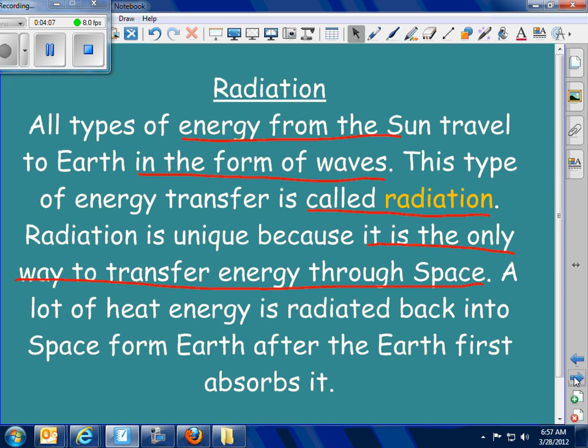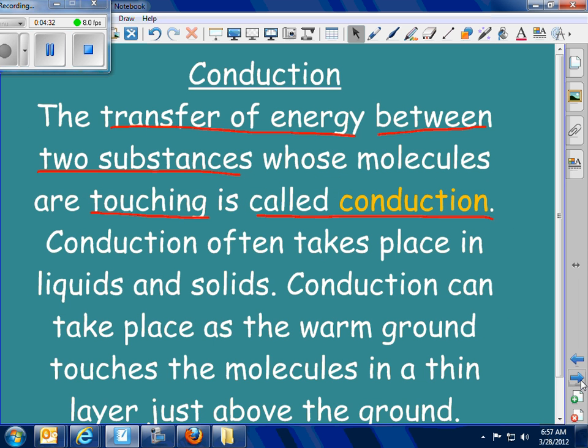Now, radiation, that's energy from the sun. We know that it travels in the form of waves called radiation. Well, it's the only way that the energy can get transferred through space. Conduction and convection don't happen in space, but energy can be transferred through space in the form of waves and radiation. And thankfully, because otherwise we wouldn't have the heat from our sun.